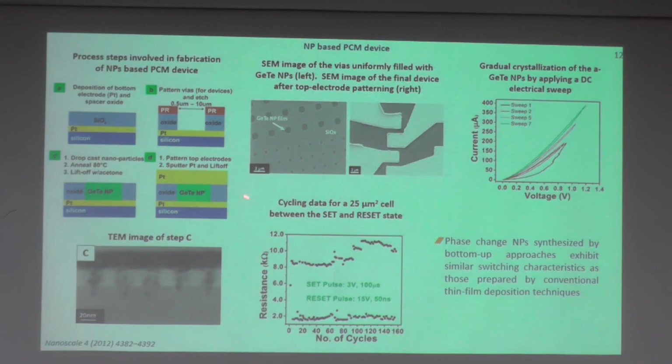and then also the cycling endurance of such nanoparticles was measured using a pulse setup. So here, if you apply a set pulse with amplitude 3 volt and duration 100 microseconds, and this is a reset pulse, amplitude 15 volt and 50 nanoseconds, you can see the switching between high resistance state and low resistance state for more than 160 cycles. So such nanoparticles show potential for application in phase change memory devices.